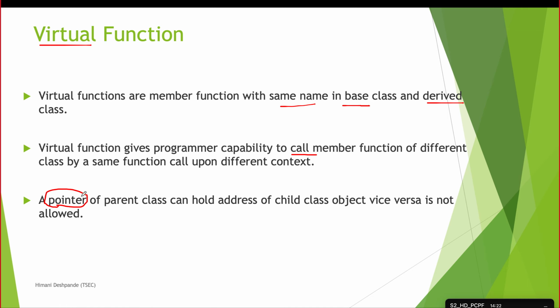So what we do is create a pointer of the parent class. The data type of that pointer is the base class pointer, but we will make that pointer hold the address of a child class object. So the data type of the pointer is the parent class and it is pointing to the child class object. But vice versa is not possible. A pointer of parent class type can point to a child class, but a pointer of child class type cannot point to a parent class object.